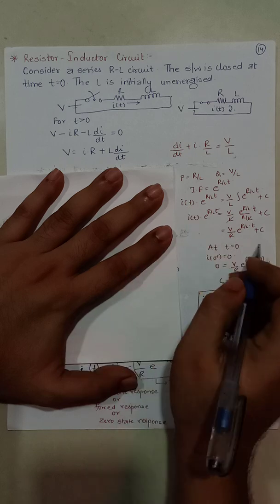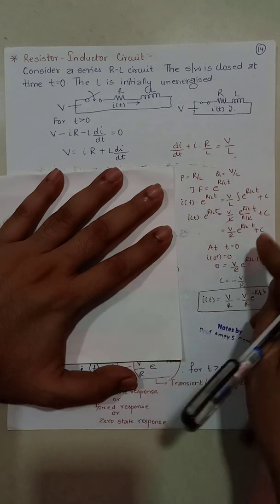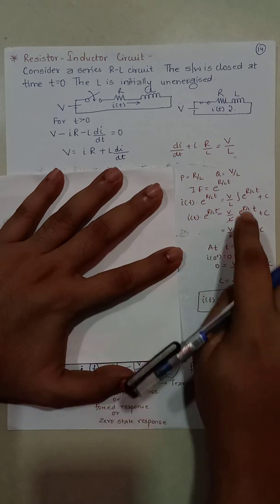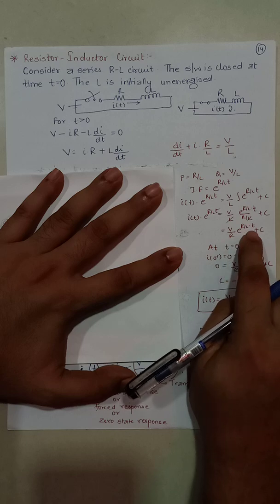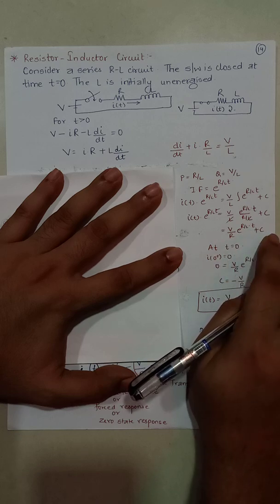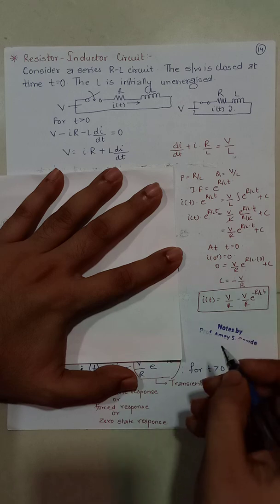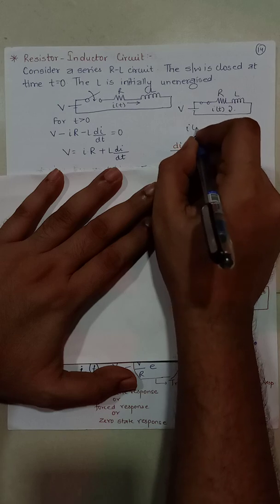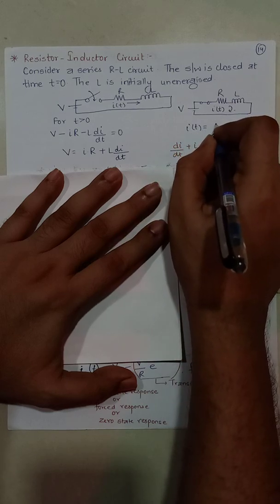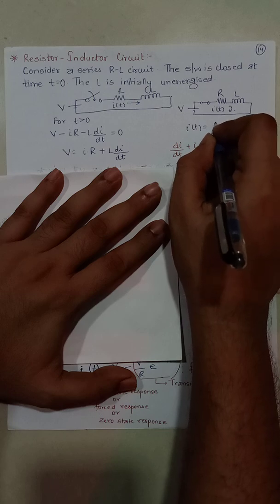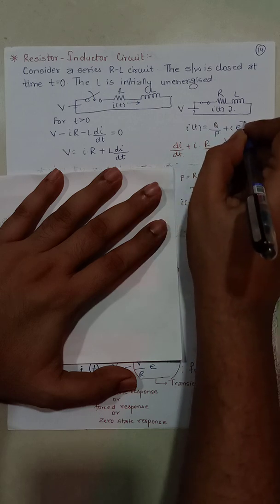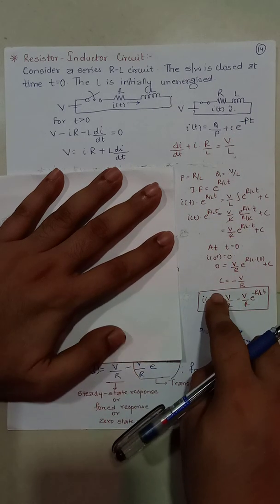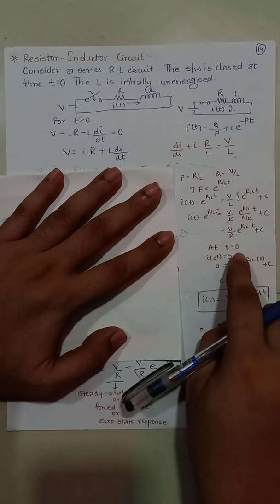So i of t, rather than doing this, we can straight away write i of t is Q by P, that is V by L upon R by L, plus c e raised to minus P t. We can write it in the other form also. I can show you. i of t is equal to Q by P plus c e raised to minus P into t, which is our standard form. So straight away it will give you the equation, and you can then find the value of c at t equal to 0 plus.